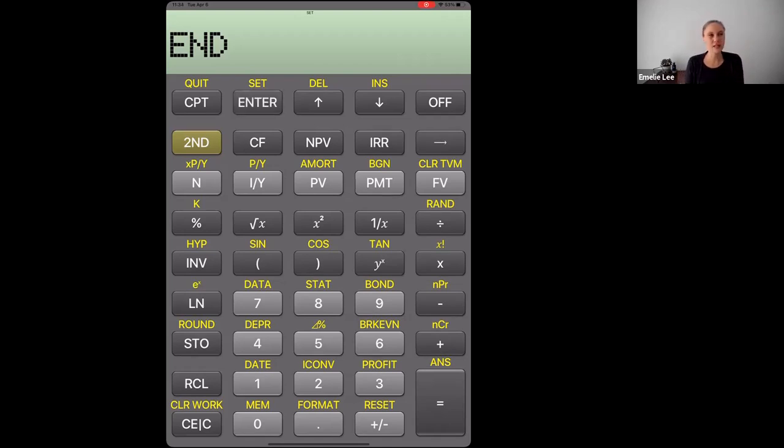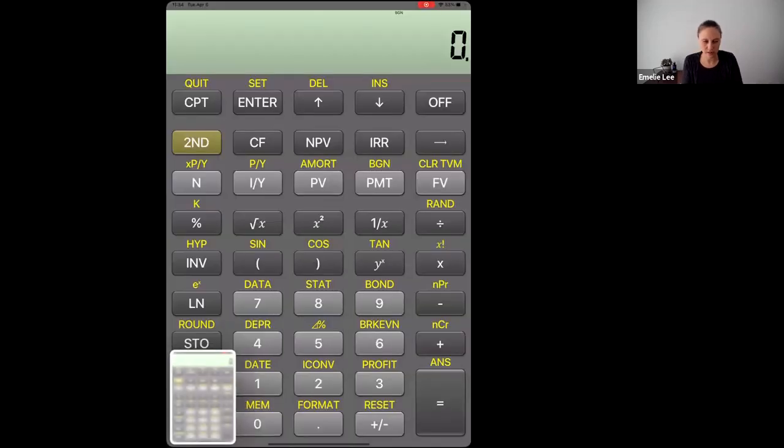Now, to change it, you have to hit set, okay? And notice that it says set up top. It's tiny, tiny, tiny on the screen. But if you go second set, it changes it to begin. Also notice at the top of the screen here that you have a little BGN reminder. So that's telling you that you're now in begin mode, okay? So if you're in begin mode, then you can go second, quit, and notice that it still says BGN up at the top, right?